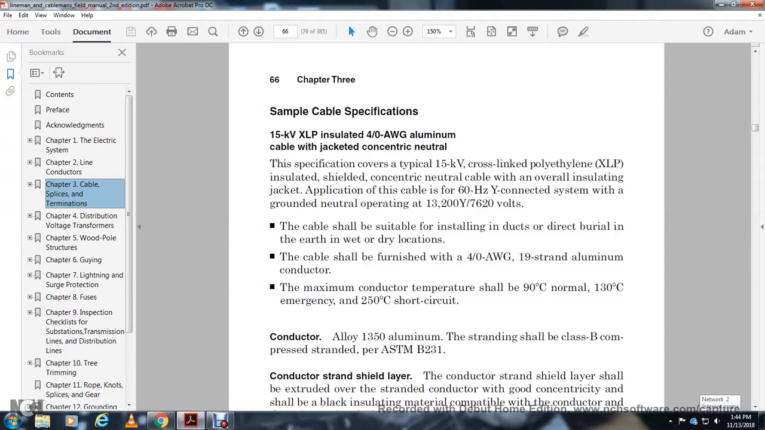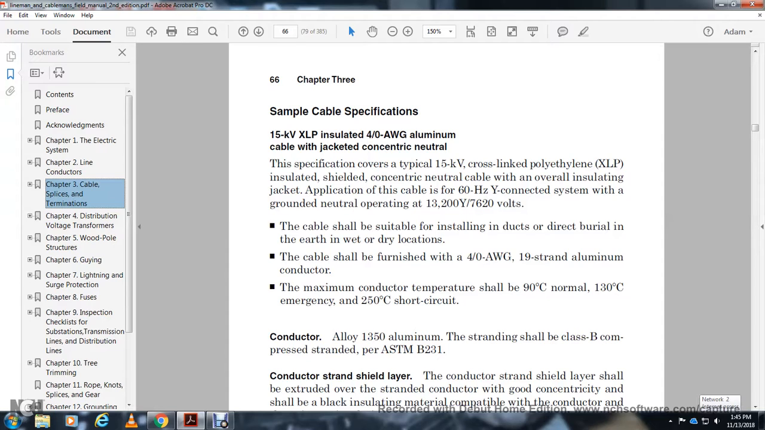The specification covers a typical 15 kilovolt cross-linked polyethylene insulated shielded concentric neutral cable with an overlapping insulation jacket. Application of this cable is for a 60 hertz wye-connected system with a grounded neutral operating at 13,200 volts wye connected to 7,620 volts. The cable should be suitable for installation in ducts and direct burial within the earth, in wet or dry locations. The cable should be furnished with a 4/0 American wire gauge 19-strand aluminum conductor.